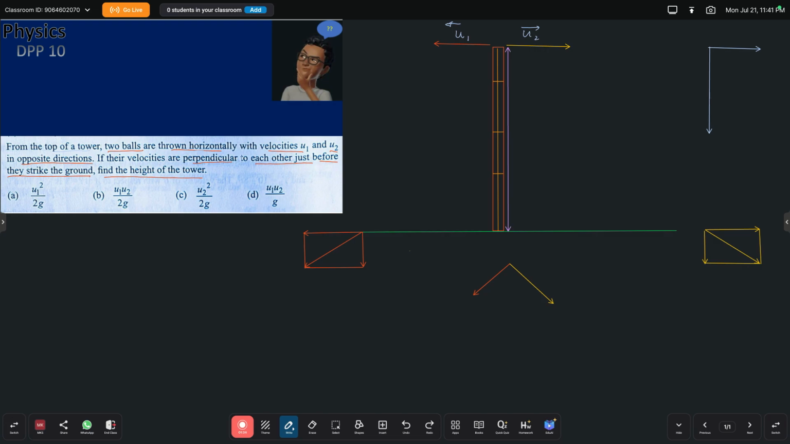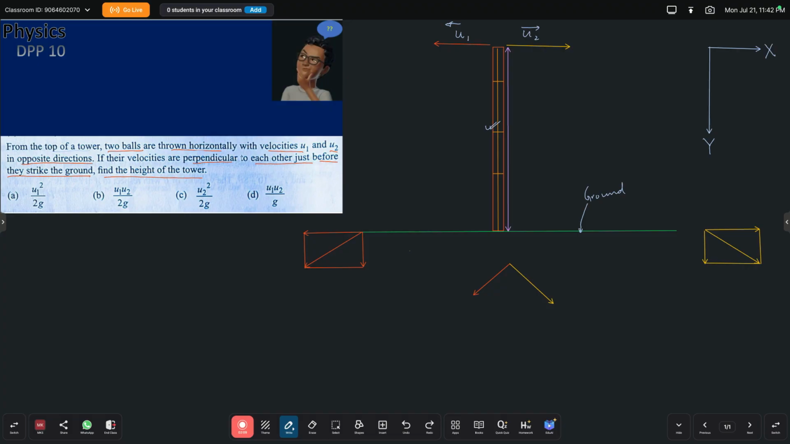For convenience, we should select the axis to write the components of velocity in horizontal and vertical directions. So let us say this is your positive x-axis, this is your positive y-axis, this one is ground level, and this one is your tower.